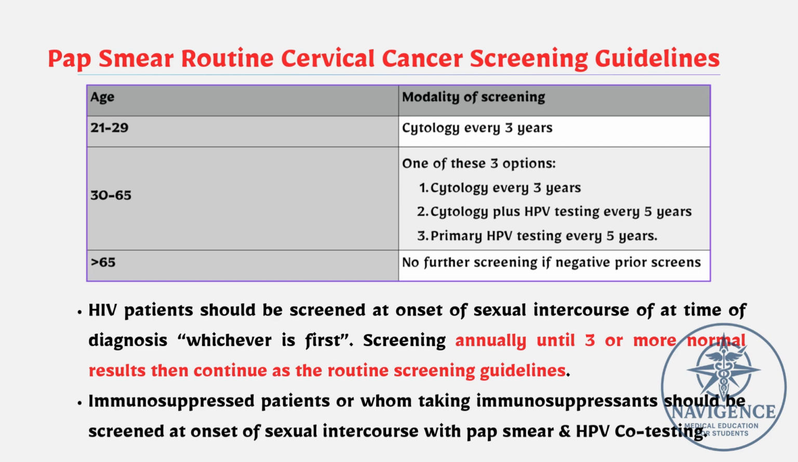Special populations are HIV-positive patients, who start screening at onset of sexual activity, or at HIV diagnosis, whichever comes first. Screen annually until 3 consecutive normal results, then follow routine guidelines. And immunosuppressed patients, including those on immunosuppressants, begin screening at sexual debut with pap smear plus HPV co-testing.